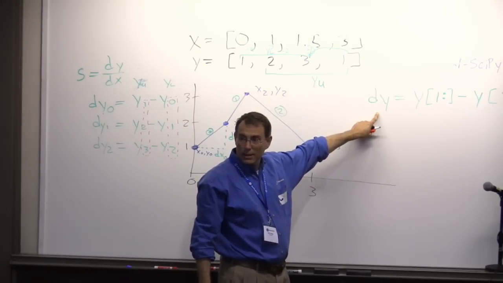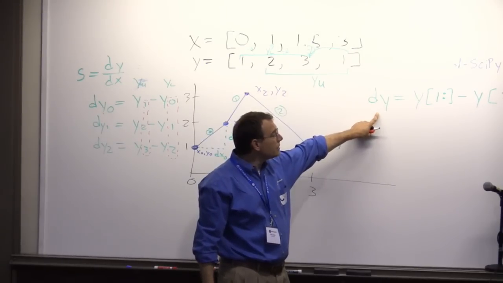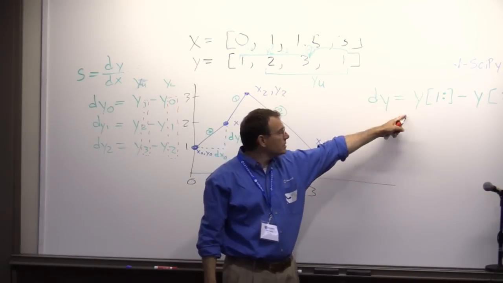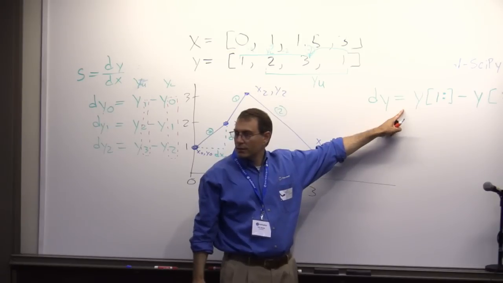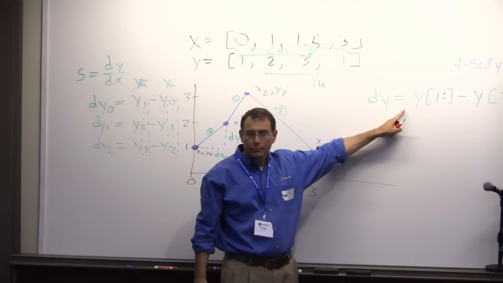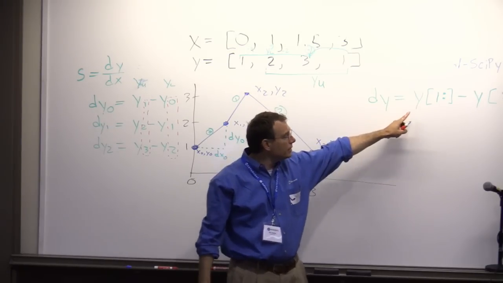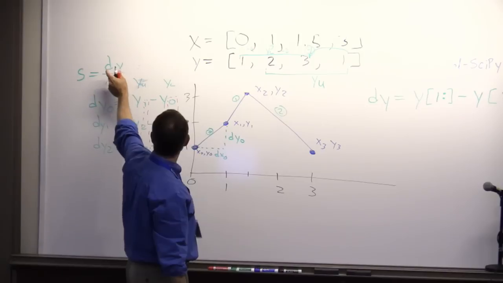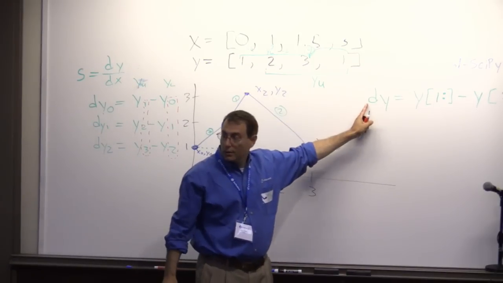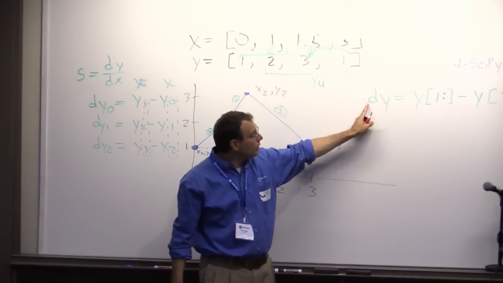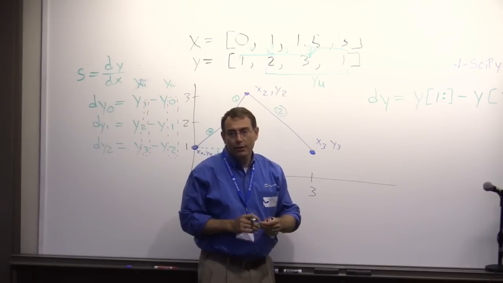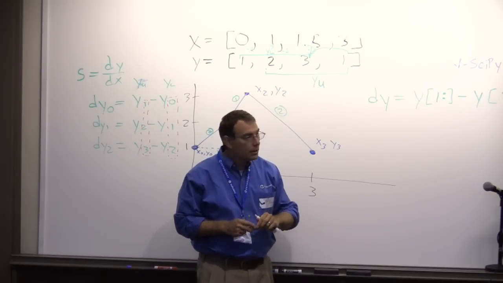And what's awesome about that is it doesn't matter if I have 4 points or 4 billion points. This expression works. All right? So by doing it this way, you have expressed at least part of your derivative, just the dy part, with a single vector expression.